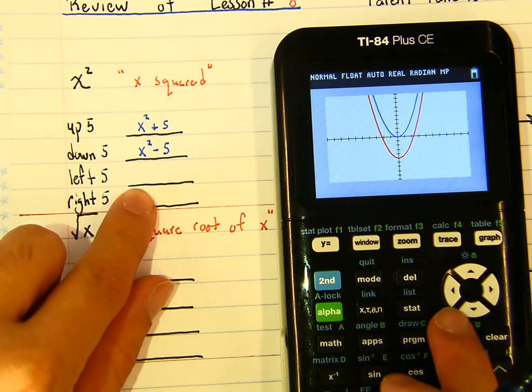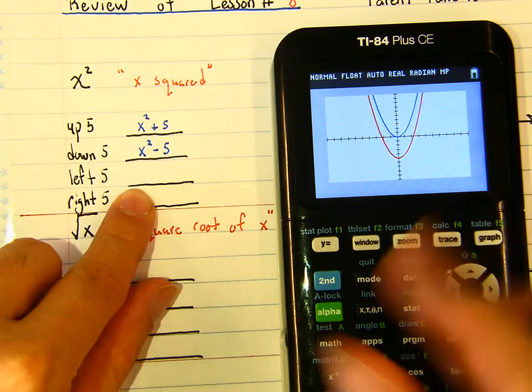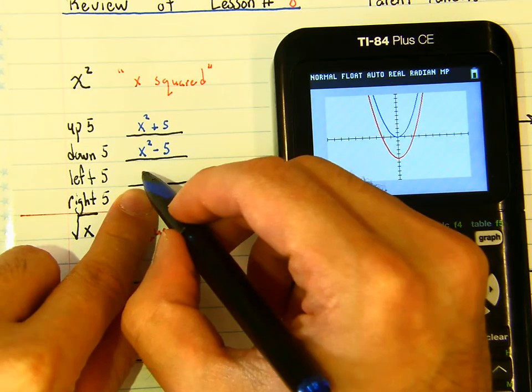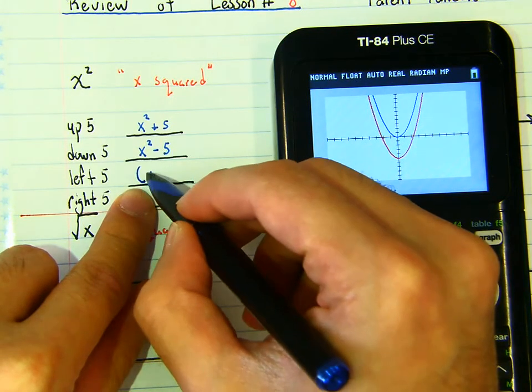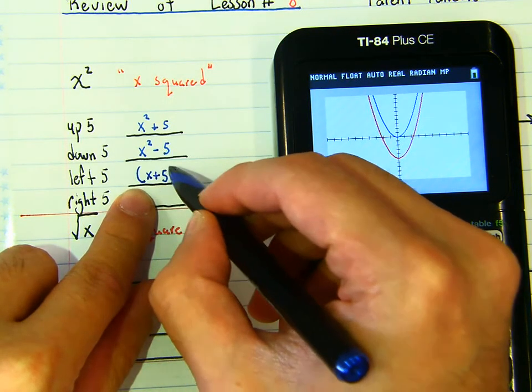Now, how do I make the graph go left 5? We showed this yesterday. What would you do? You do parentheses x plus 5 squared.